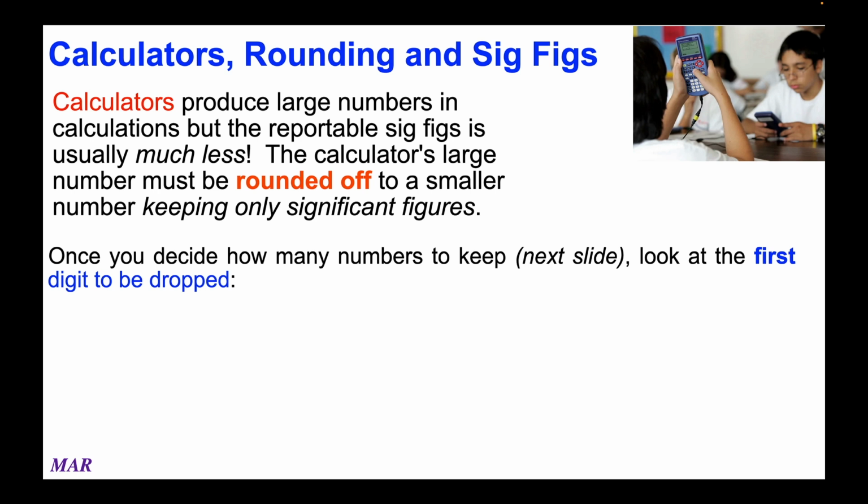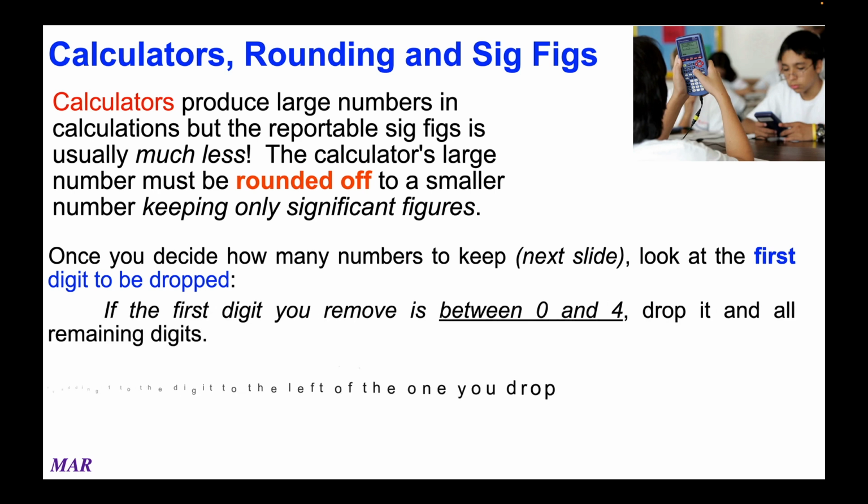And so large numbers and stuff, especially that you get from calculators, have to be rounded off to a smaller number, and you only want to keep the significant figures. So knowing when to cut a number off is important. So when you figure out how many numbers to keep, you want to look at the first digit to be dropped to know what you need to do to round.